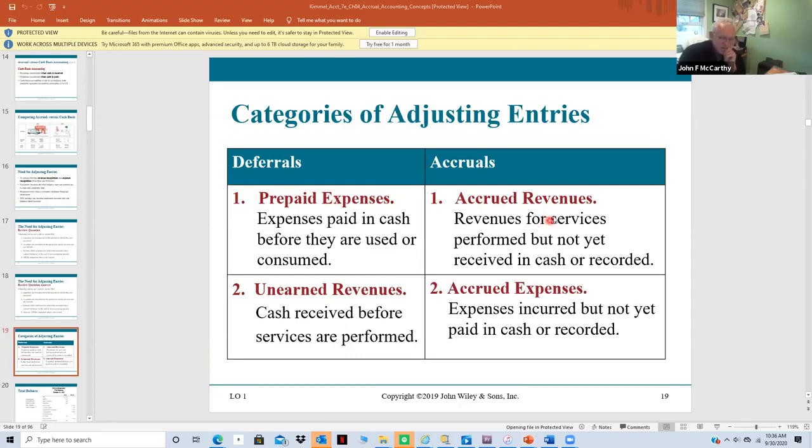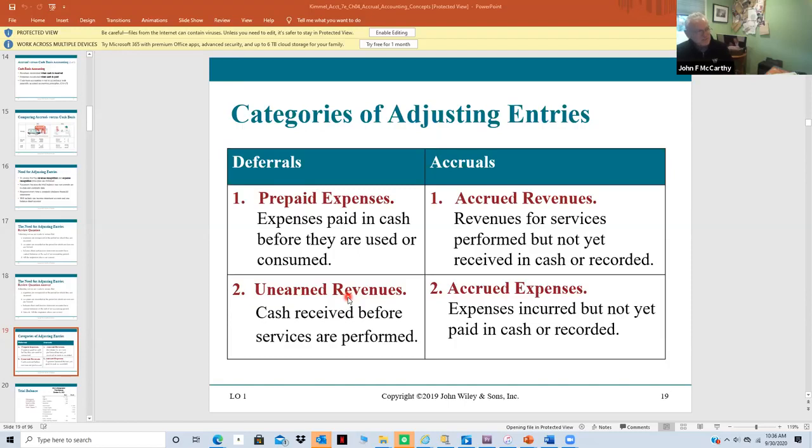Under accrued revenues, that's where we perform services, but we haven't received the cash yet. But because we perform the service, that's the key to recording the revenue, right? So we'd have to recognize revenue even if we haven't got the cash in yet. On unearned revenue, we talked about that. We get the cash before the service is performed. But when we perform the services, nothing magically happens in the accounting records. We have to go in and make an adjustment to make it happen.